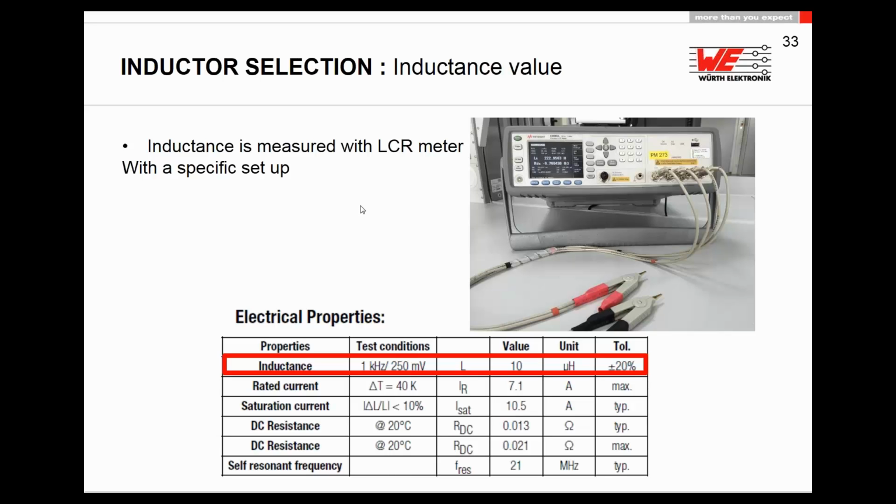You have to take care that in the data sheet you will always have the test condition. It's normally different from your switching frequency. This value of 10 microhenry is plus minus 20% tolerance, measured at 1 kilohertz. It always needs a good calibrated LCR meter to measure that.